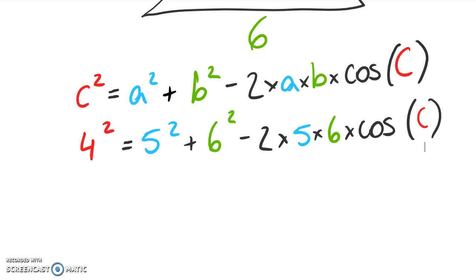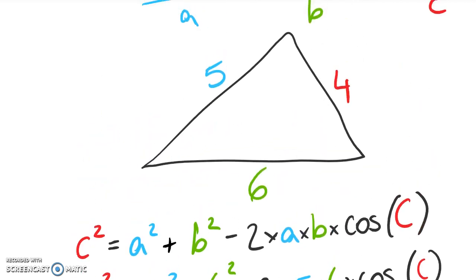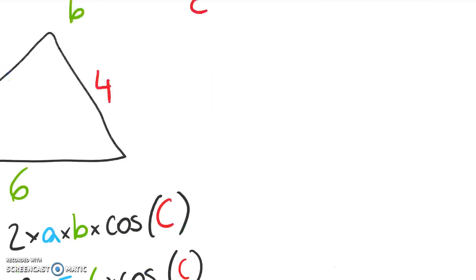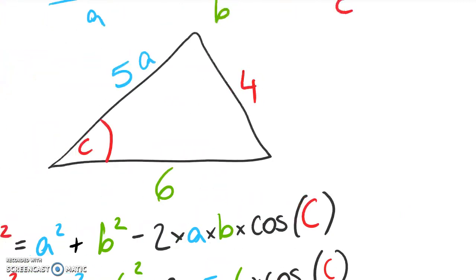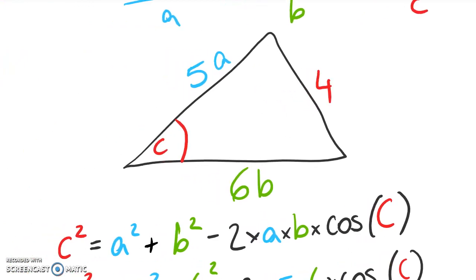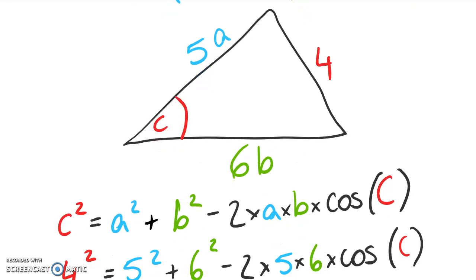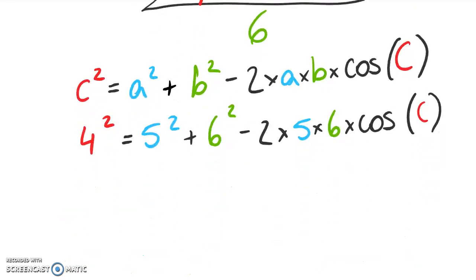Now it's important to remember that when we're using the cosine rule, for example here, we're trying to find this angle C. It doesn't matter if we label the other angles A and B, or our other sides a and b like this, or if we have them the other way around. Either way is fine. Okay, so this is what we're working with.